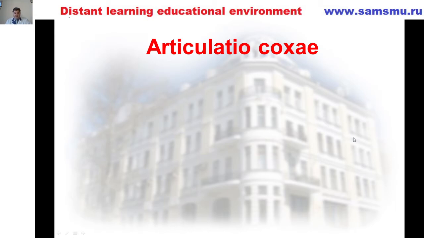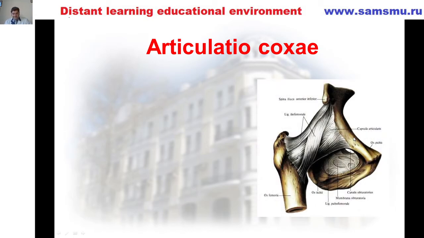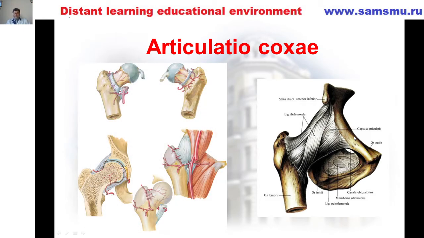Next we will talk about the hip joint. The hip joint, articulatio coxae in Latin, you may see on this picture, is formed by the cup-like acetabulum of the hip bone, by its facies lunata, to be more precise, and the femoral head fitting into it. Its fibrocartilaginous ring, labrum acetabuli, you may see on this picture, here.